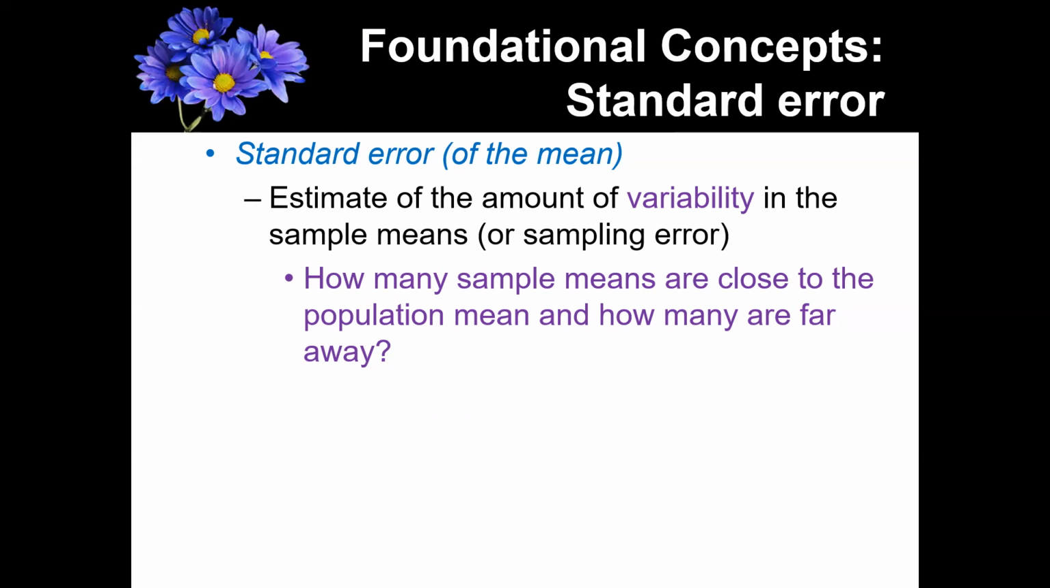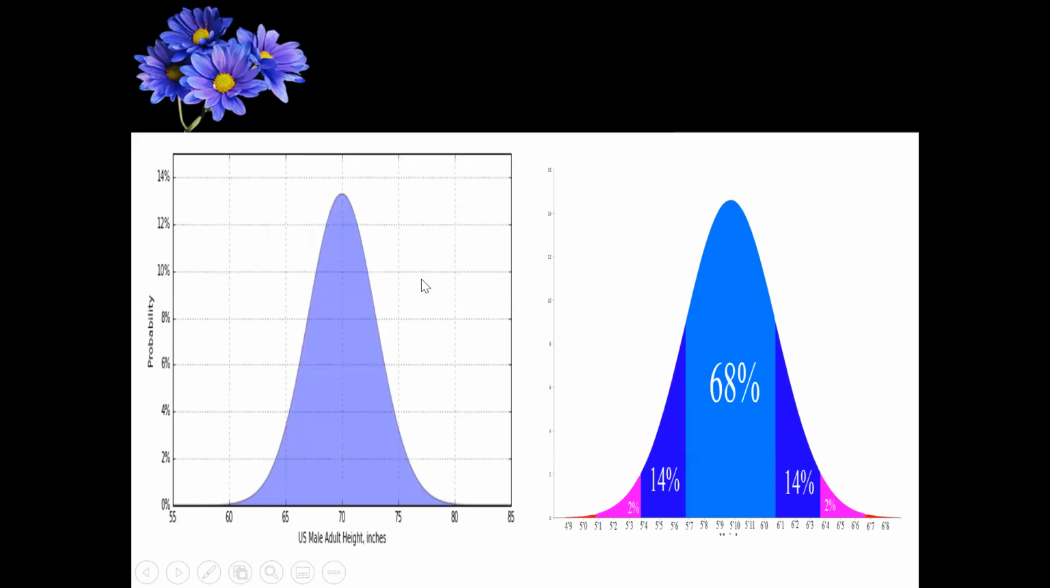Okay. So one thing we can calculate is known as the standard error of the mean. And this is an estimate of the amount of variability in the sample means, or sampling error. So, okay, remember we talked about standard distribution, or standard error rather. Standard, did I say standard error? Sorry, I meant standard deviation.